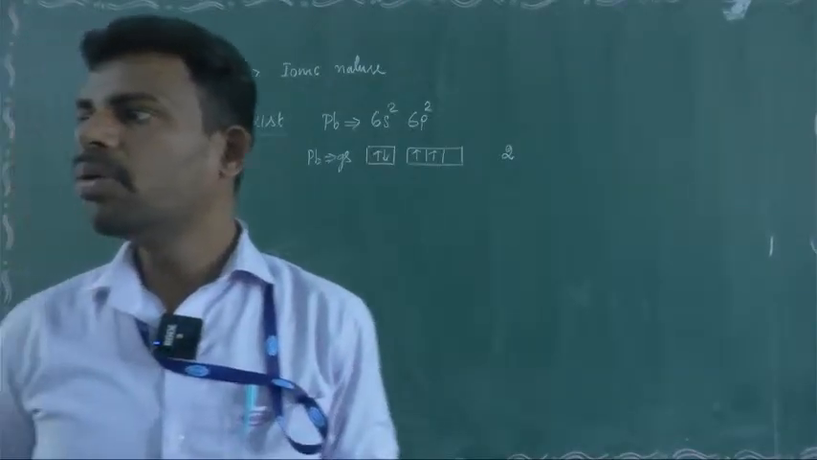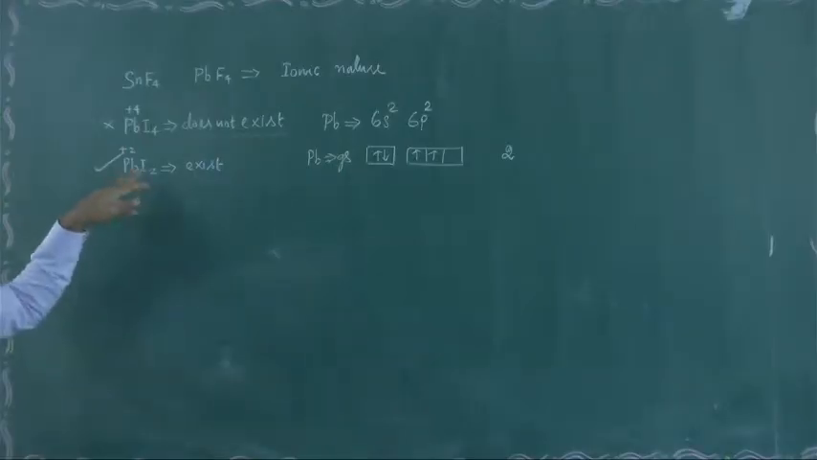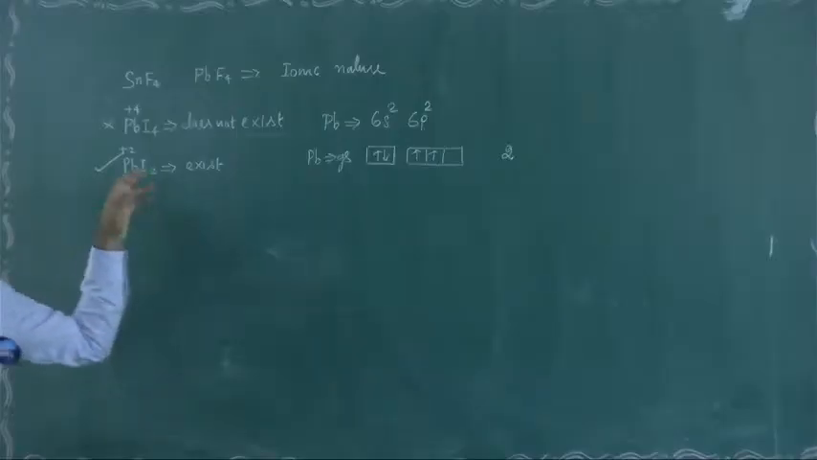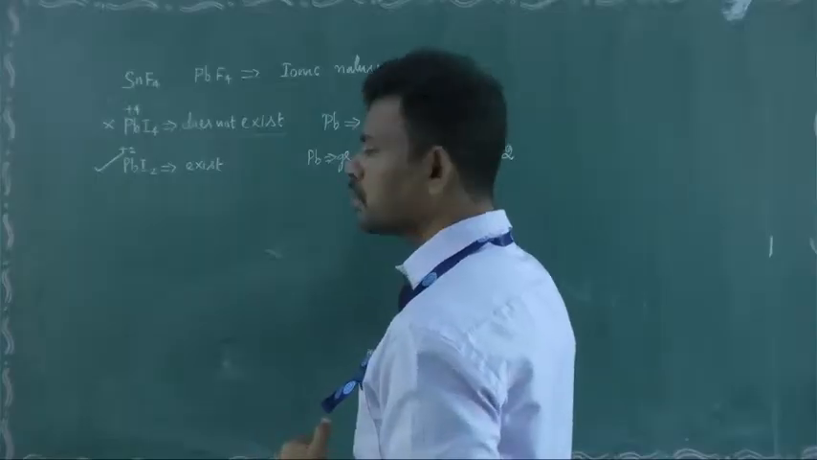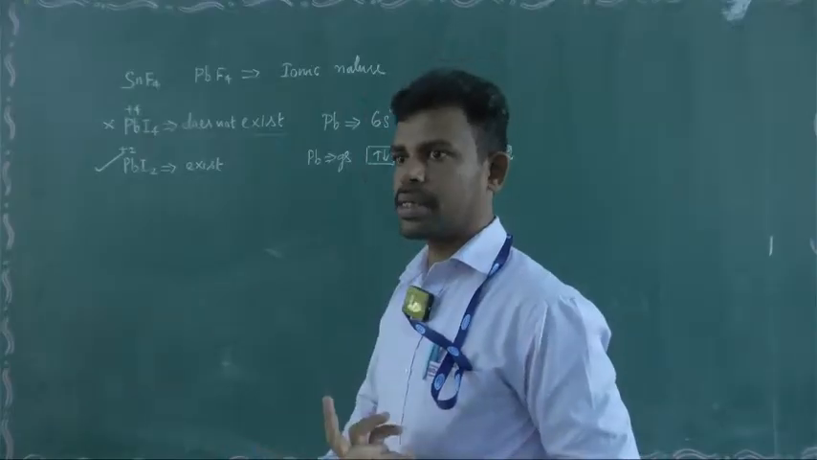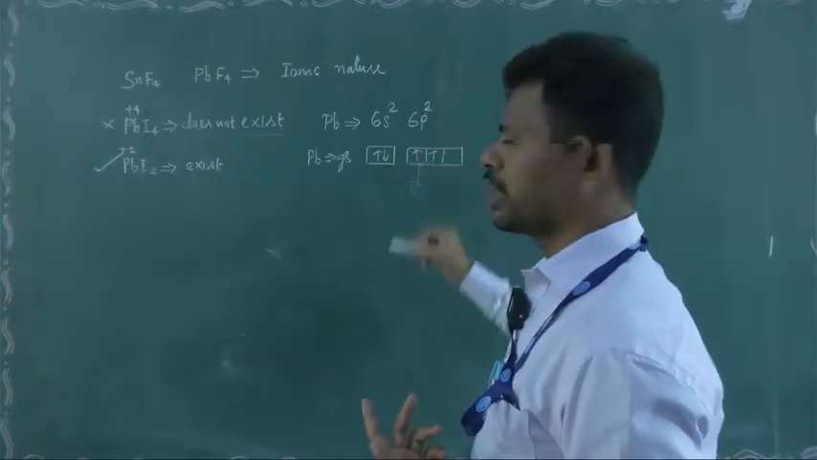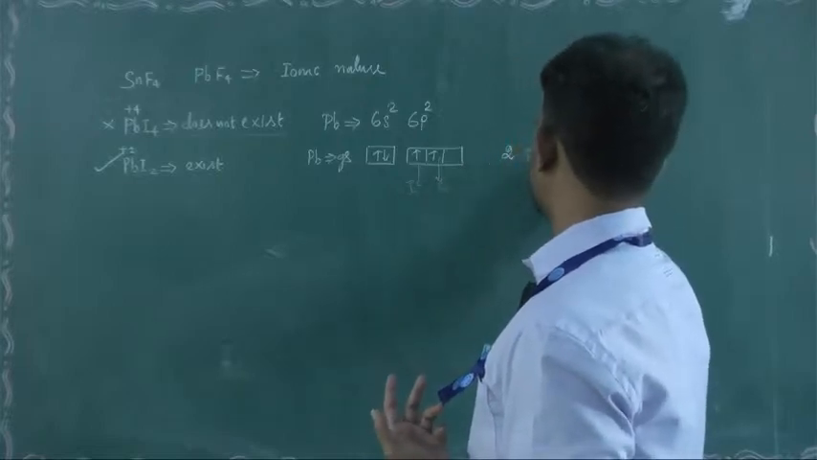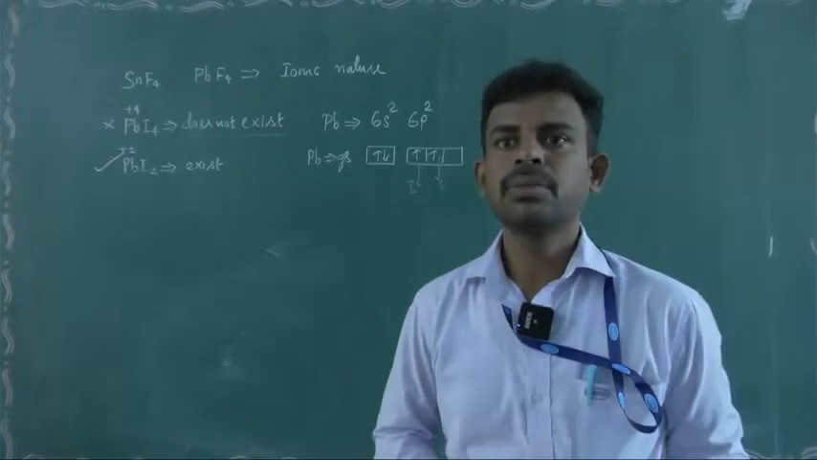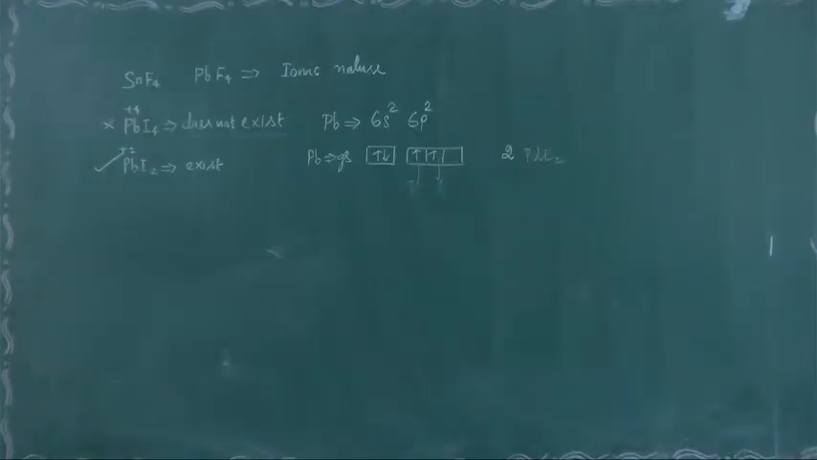So how many bonds will form? 2 bonds. For example, in PbI2, what is the bond? You have 2 lead-iodine bonds. Is it clear? If it exists, yes, it will exist. Because iodine has electrons, and lead has electrons; to form a bond, 2 electrons are required. So one iodine forms a bond with lead, and the other iodine forms another bond with lead. Is it clear? So PbI2 exists. For 2 covalent bonds, you need 2 unpaired electrons in the metal atom.